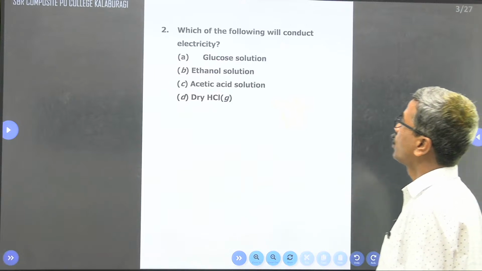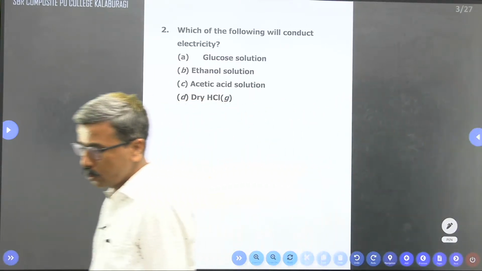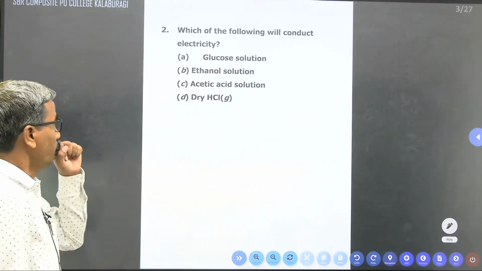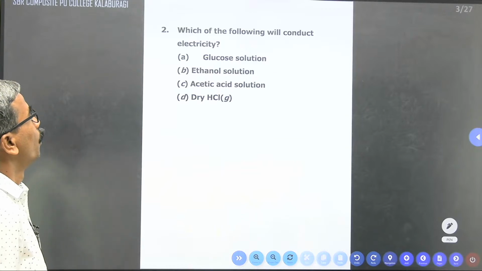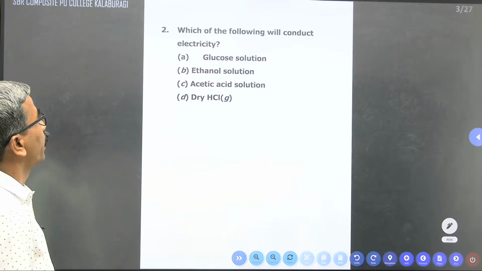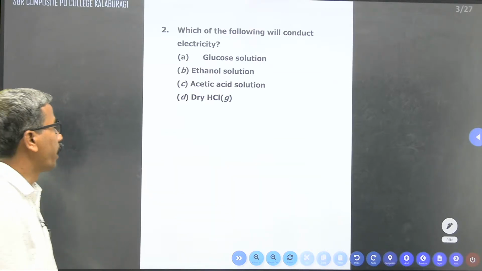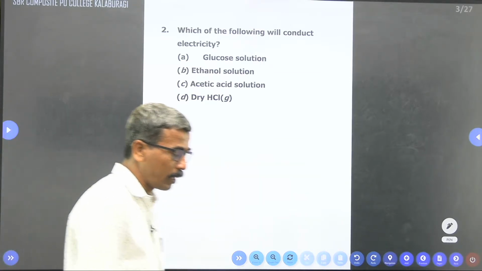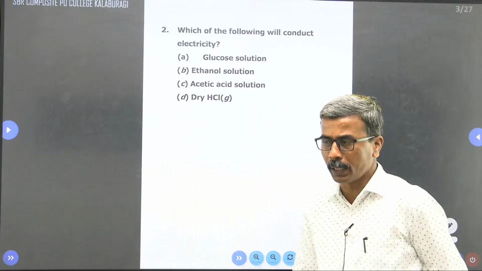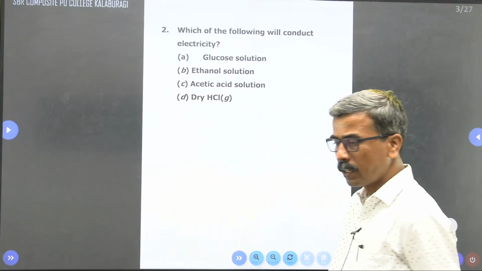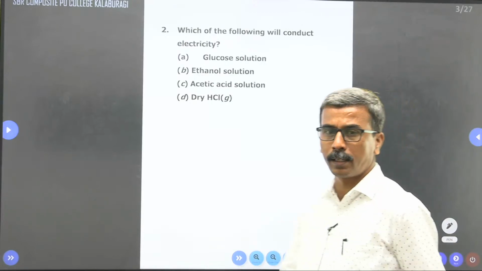Question number 2. The statement of the question is: which of the following will conduct electricity? During the discussion of the topic acids, bases and salts, I illustrated this with a simple example.